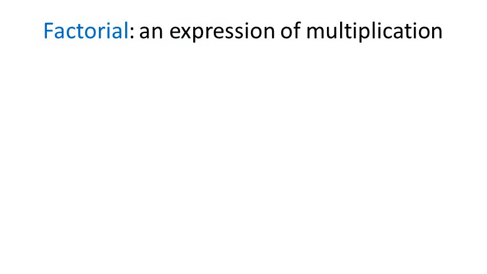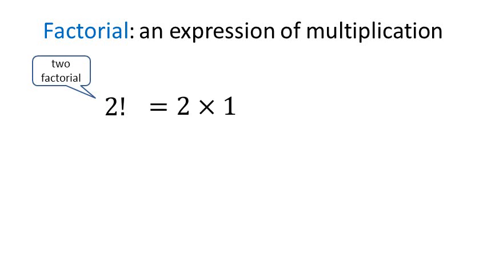Let's talk about factorials next. A factorial is also an expression of multiplication. For example, 2 and the exclamation mark. We call it 2 factorial. This means 2 times up to 1. So it is 2 times 1, which is 2.